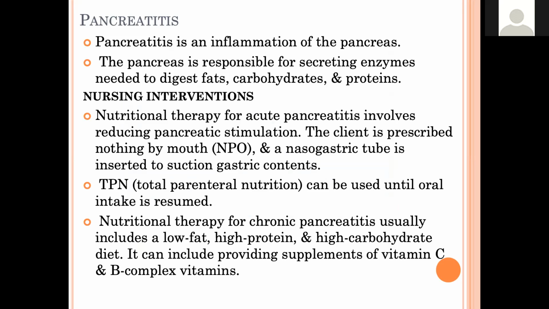So pancreatitis, by definition, is inflammation of the pancreas. It's important for secreting enzymes needed to digest fats, carbs, and proteins. What do we do as a nursing intervention? For acute pancreatitis, we do NPO, right? Don't use the digestive system because it's not working. An NG tube is inserted to remove gastric contents, and then we put them on parenteral nutrition, which is again nutrients and minerals and vitamins by IV.